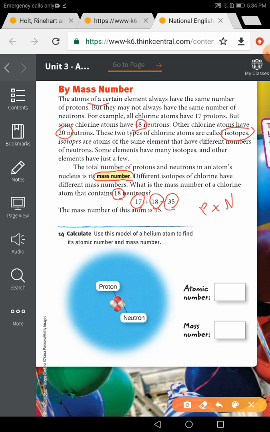You can see here, use this model of helium to find the atomic number and mass number. We can see 2 protons, so the atomic number is 2, and we can see 2 protons and 2 neutrons, so the mass number is 4. Is it clear? Okay.